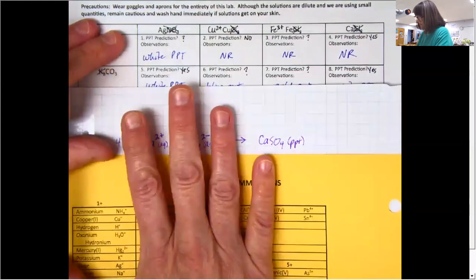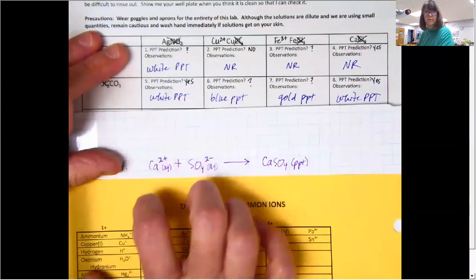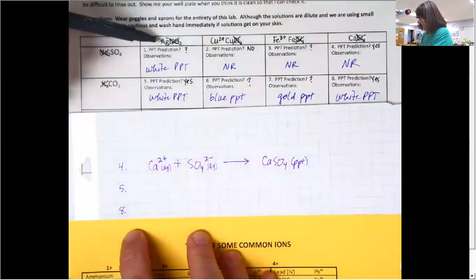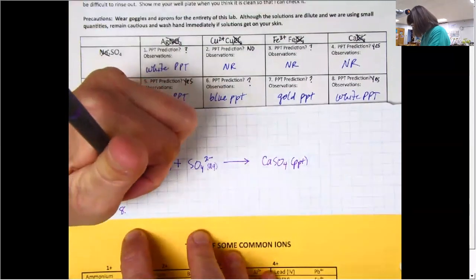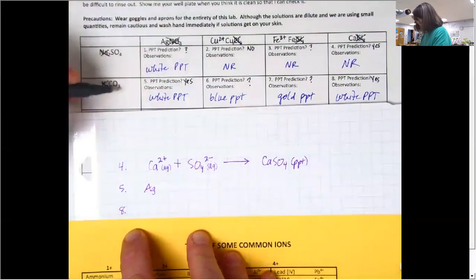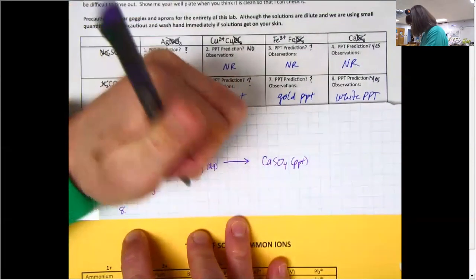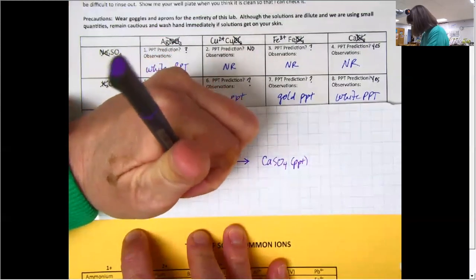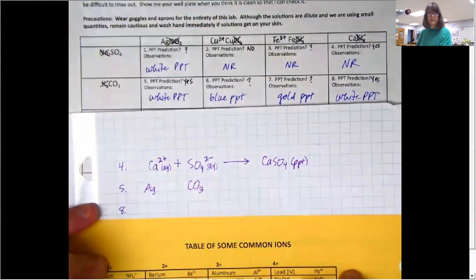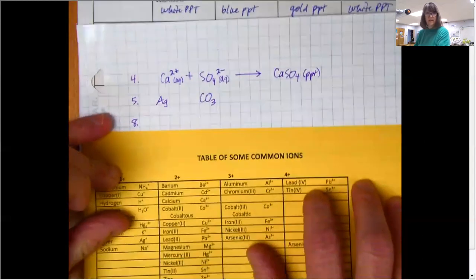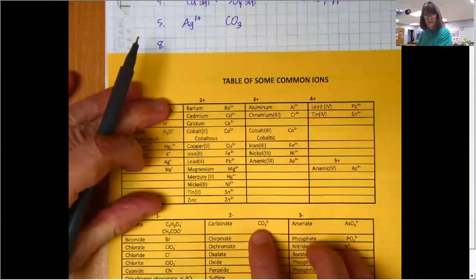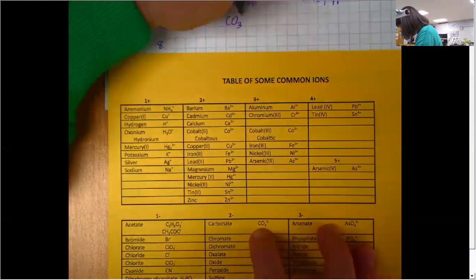So let's look at box five. So in box five, what am I putting together? Well, I have the silver at the top. I have CO3 to the left. Once again, I need to figure out their charges. So let's look at this sheet. If you look on the top, you see that silver is +1. And if you look at CO3 on the bottom, you'll find out that it is -2.